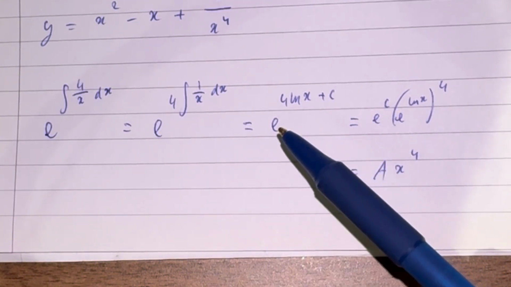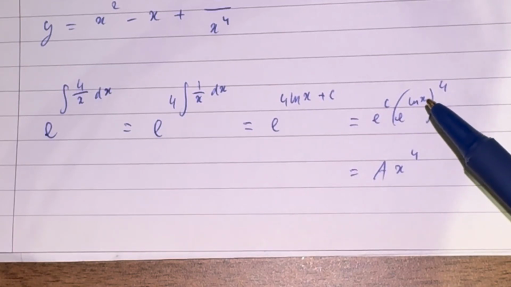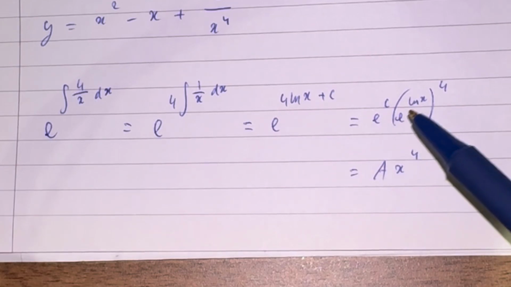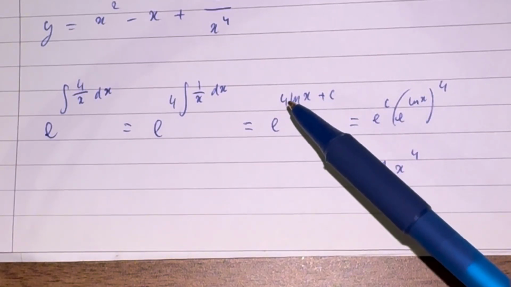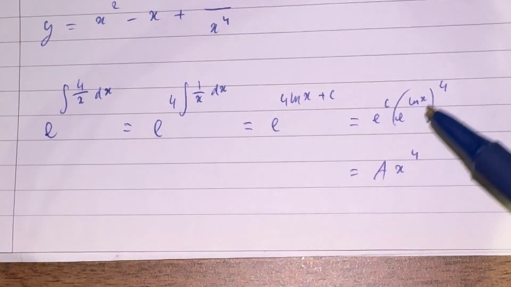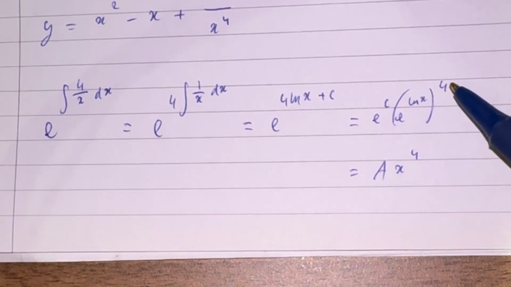And then this you can rewrite as e to the power of c times e to the power of ln x to the power of 4, using the rules of powers. So e to the power of ln x to the power of 4 is equal to e to the power of 4 times ln x, which we had over here. Now e to the power of ln x, so that's just saying what power do you put on e to get x. If you put e to that power, you'll just get x. So that's x to the power of 4.